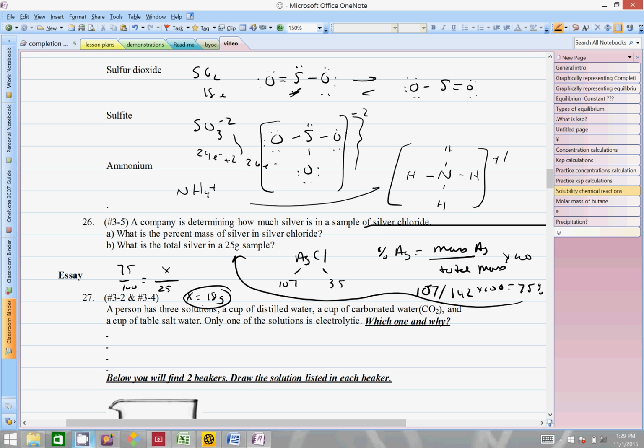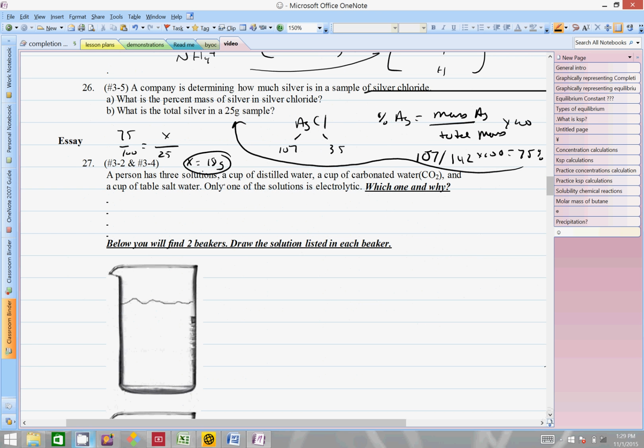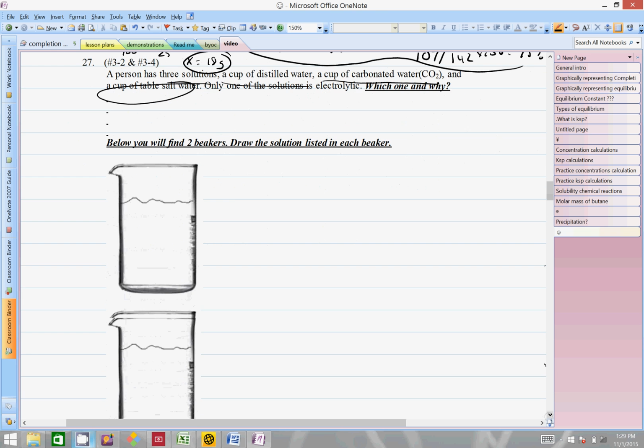Okay, right near the end here, we have a cup of distilled water, a cup of carbonated water, and a cup of table salt. Only one that's going to dissolve would be the table salt, and those are located here. They want us to draw them. Table salt, NaCl, goes to Na plus and Cl minus, so make sure we just draw them here separated.